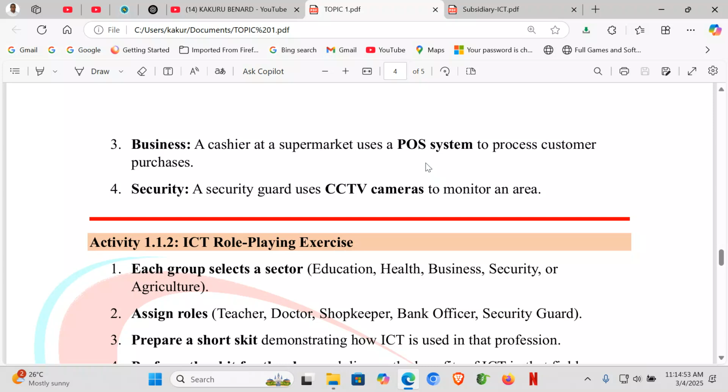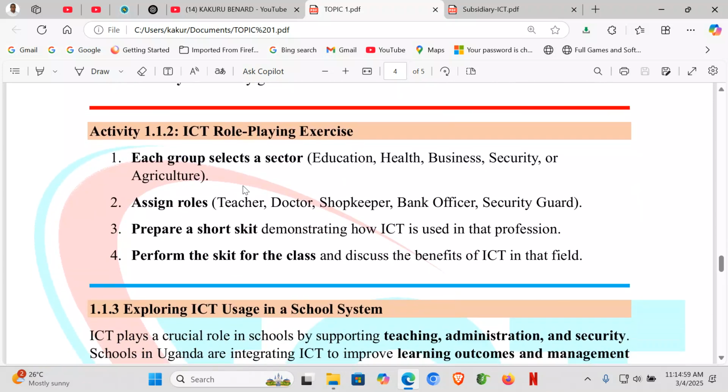So let's see the activity that the learners can do under the ICT role-playing exercise. One, each group selects a sector, for example, education, health, business, security, or agriculture. Two, you assign roles. For example, teacher, doctor, shopkeeper, bank officer, security guard. Then 3, prepare a short skit demonstrating how ICT is used in that profession. From there, you perform the skit for the class and discuss the benefits of ICT in that field.